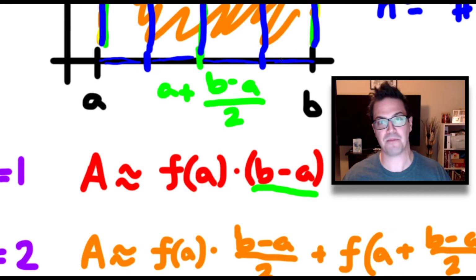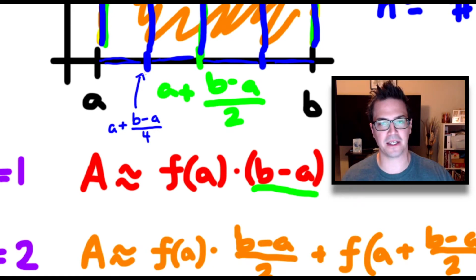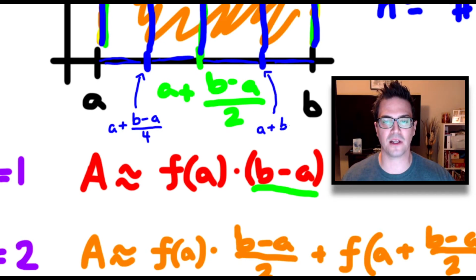So then if you added up b minus a over 4 four times, it would just be b minus a, which is the whole thing. So this value right here is basically just going to be a plus b minus a all over 4. And this one, you can figure this out on your own, is just going to be a plus b minus a all over 4, but this whole quantity is going to be multiplied by 3.